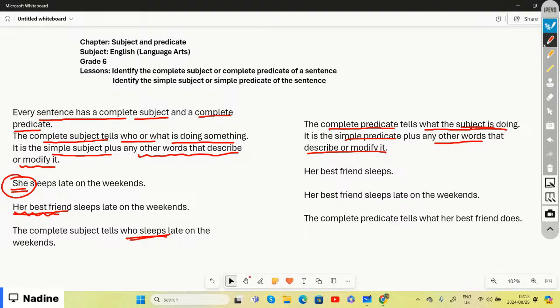An example is her best friend sleeps. So now the question is, what is the subject doing? Her best friend is the subject, and the predicate is sleeps. Because now, what is her best friend doing? We would say sleeps.